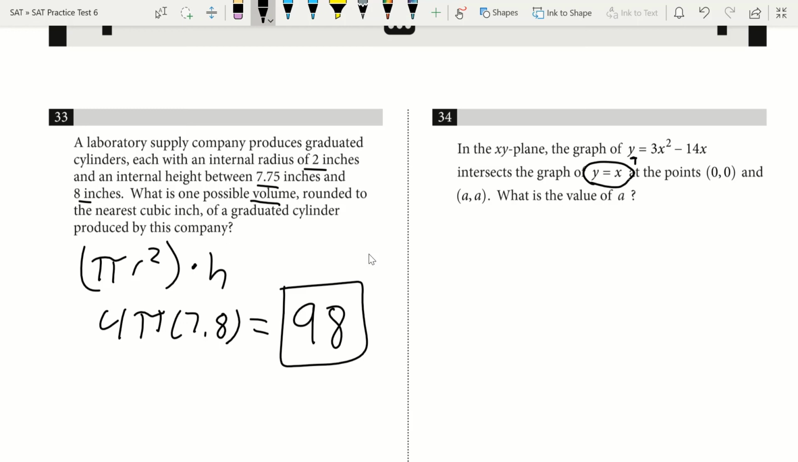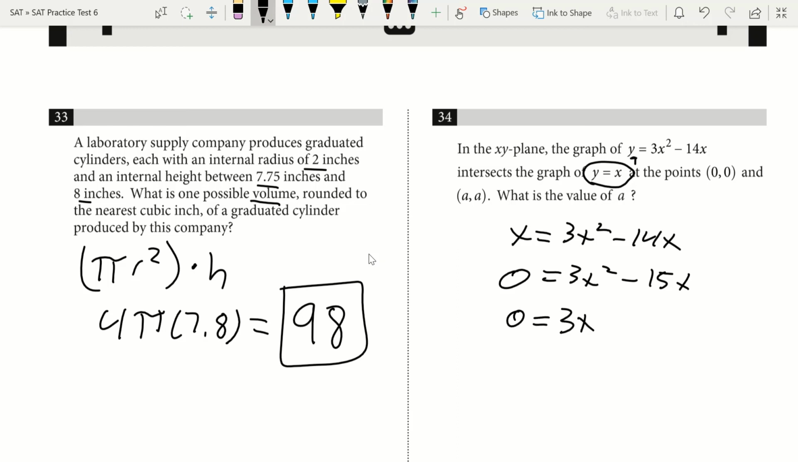I'm going to plug in my x for y then. So I got x equals 3x squared minus 14x. I subtract x from each side to set it equal to 0. I got 3x squared then. Negative 14x minus another x gives me negative 15x. Now I can go ahead and factor out 3x in that. So now I got 3x times x minus 5, which means that x will equal 5. So my value of a is going to be 5.